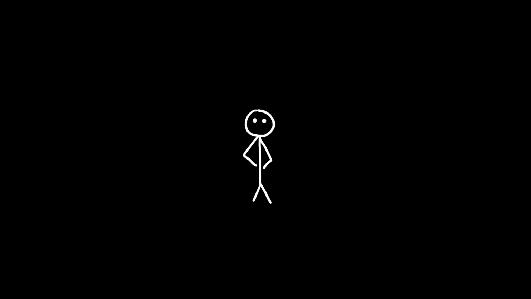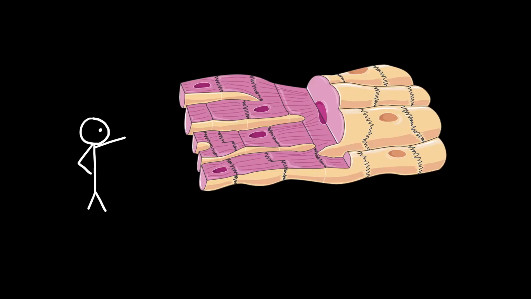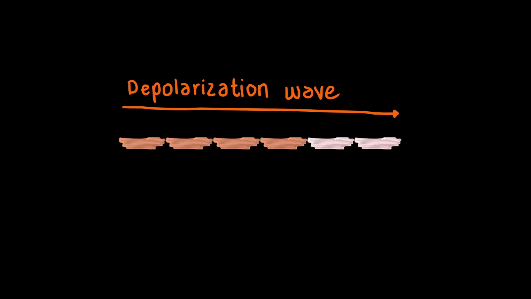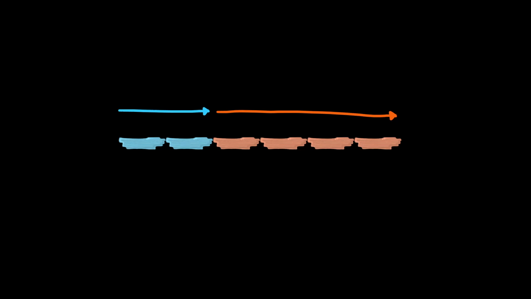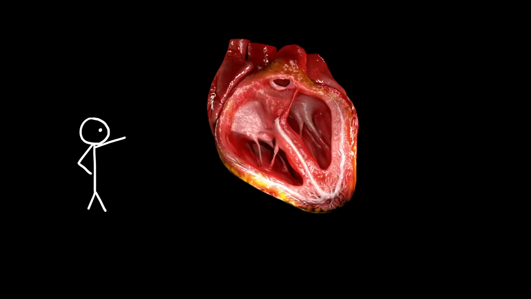Now let's zoom out one step back. The heart is not one cell. It is millions of connected cells. So what matters is not what one cell does in isolation, it is how that state spreads. When one cell depolarizes, it triggers its neighbor. That neighbor triggers the next. A wave of depolarization moves across the heart, followed by a wave of repolarization. This is how millions of individual cells become one coordinated contraction.